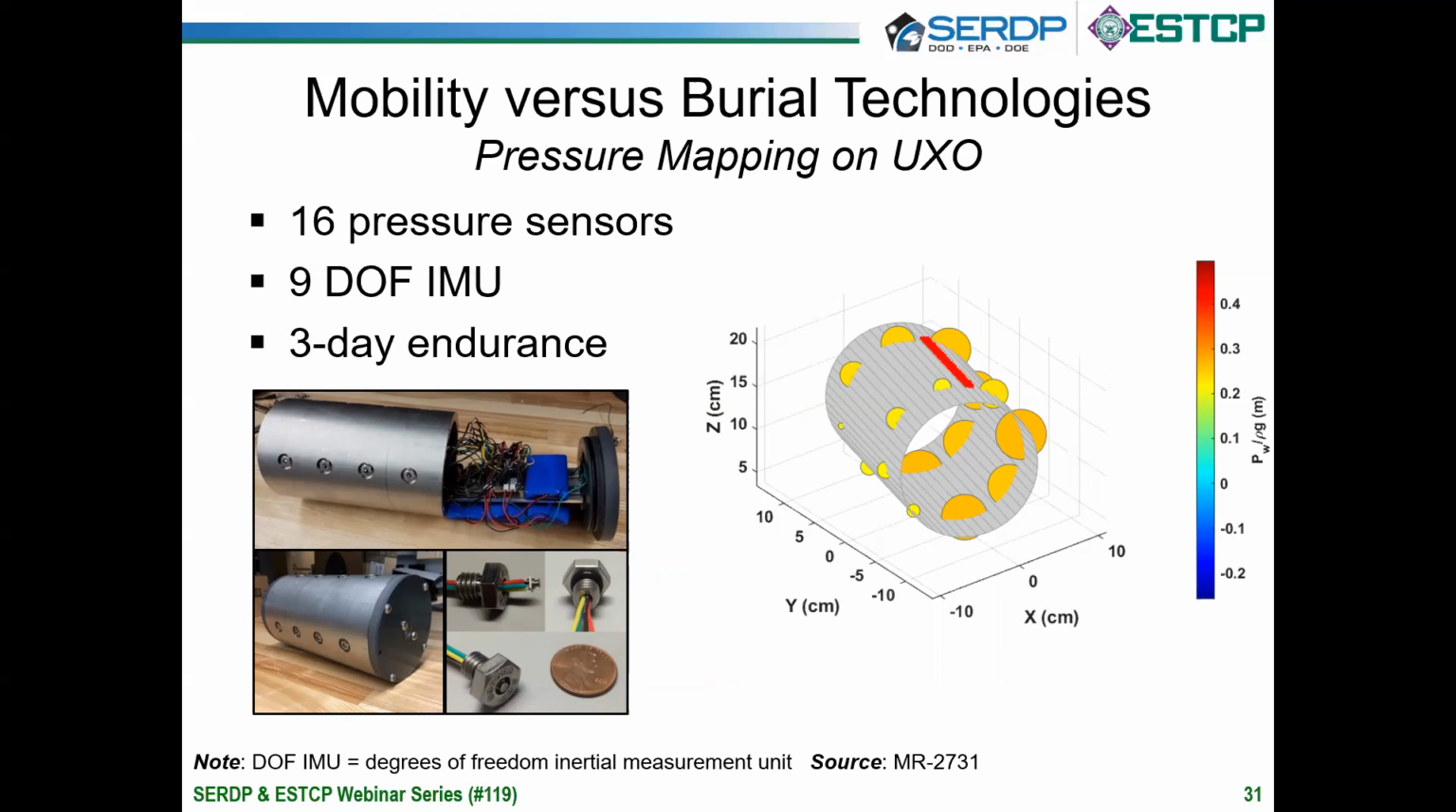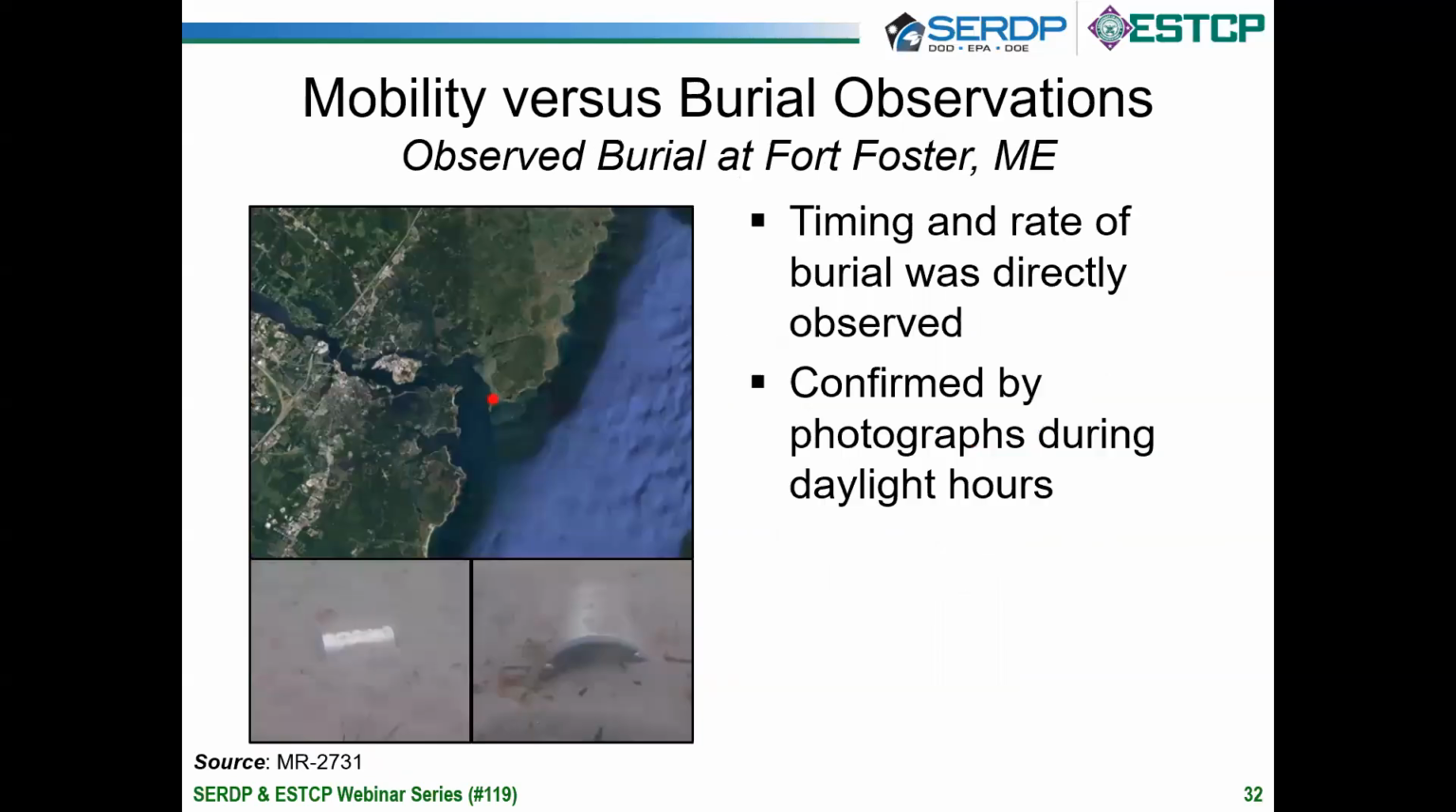And you see what she's able to do with this is map out the pressure. The picture on the right shows a map of this pressure distribution. And what this is going to lead to is better models for us to know the rate of burial, the time it takes things to bury. And if we go to the next slide, we see a couple pictures in the bottom left. This was inside near Fort Foster in Maine. You see the red dot depicts the location of the observations. And over a 2-day period, she sees the cylinder burying. And this is a really unique, really valuable data set. We've got the timing and the rate of burial directly observed. And those numbers are confirmed by photographs that were able to be taken during daylight hours. And then, of course, they continued to observe into the evening.